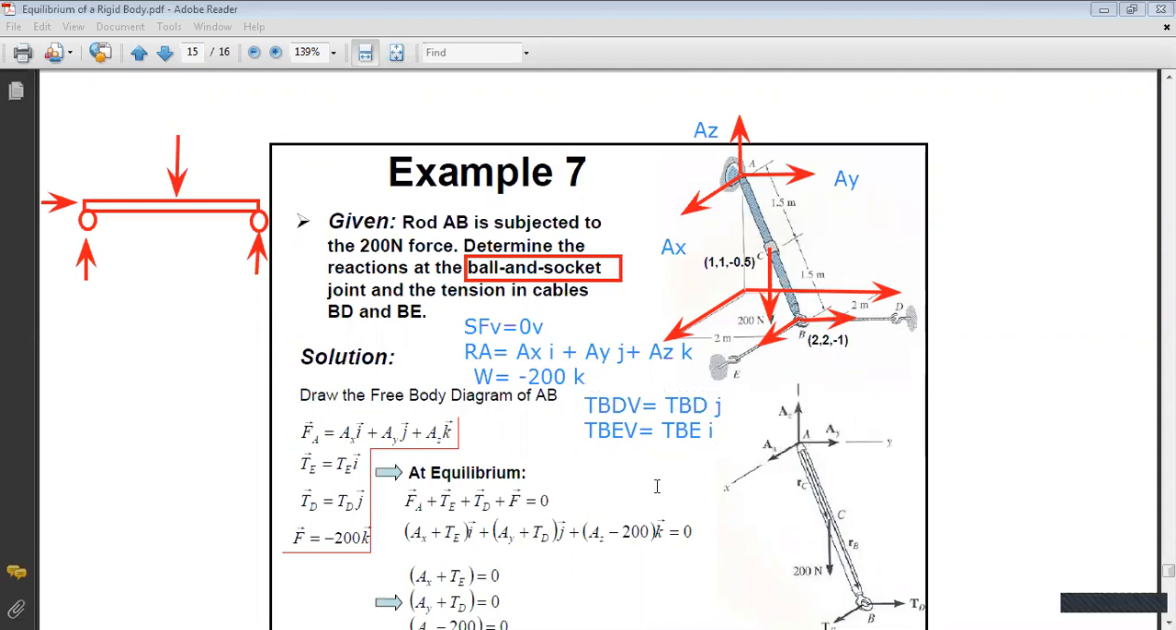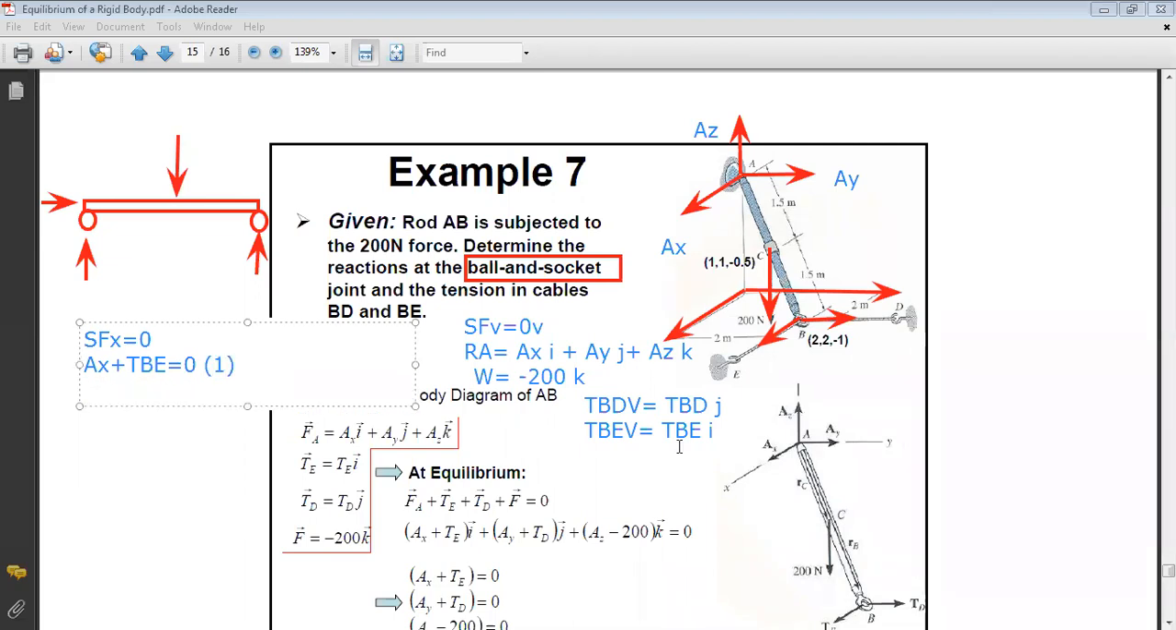Okay, so now I am ready to start my equilibrium equations. The first equation I will write is sum of x equals 0. So I start with sum of Fx equals 0. What do I have along x? RA has a component along x, so AX. The weight doesn't have a component along x. TBD is along y and TBE along i, so I have plus TBE equals 0. Okay, this is my first equation, equation number 1.